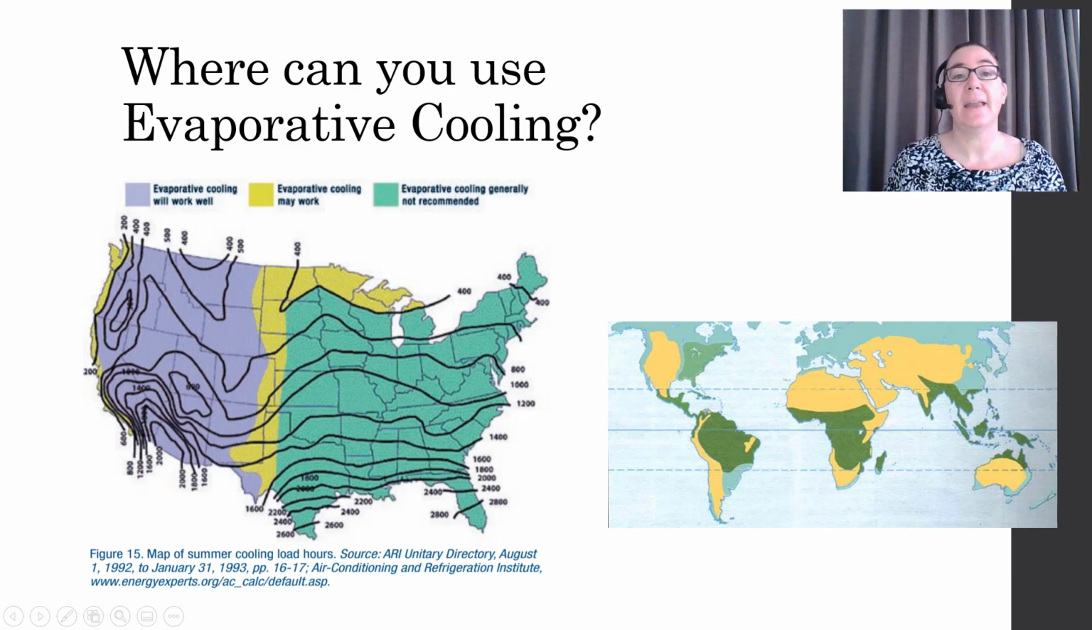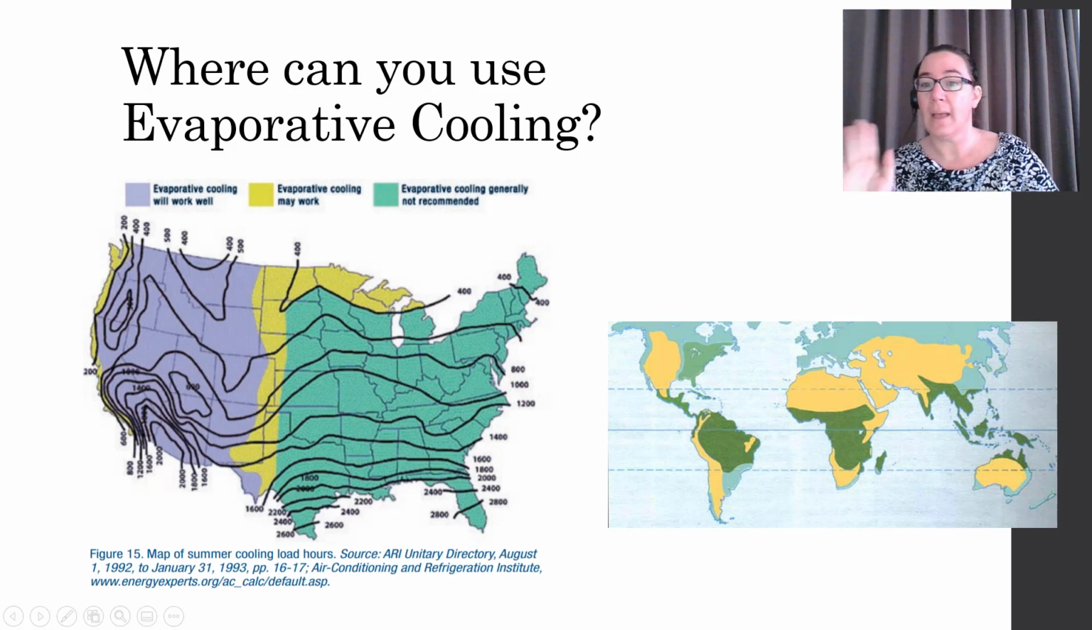So where can you use evaporative cooling? Here in the US, it is used in the West. You can see on the map, everywhere in purple is where evaporative cooling works very well. The yellow areas are kind of in between. It could work, could not work, depending on the system and your specific microclimate. And in the East, the climate is much more humid and evaporative cooling is typically not recommended.